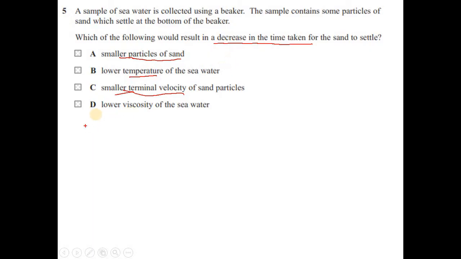So the only option is D, because the lower viscosity, so speed will be higher, it will take less time to reach the bottom. So option is D.